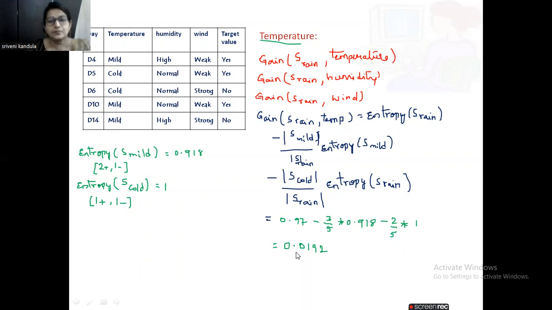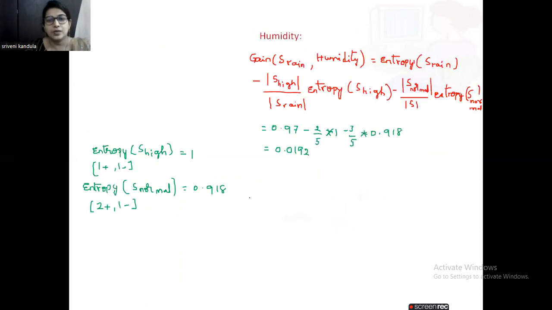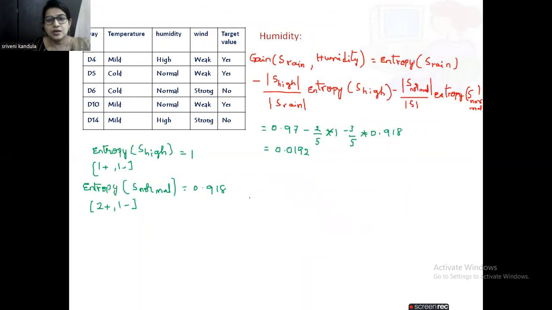Similarly, we have to calculate the gain of S rain comma humidity. So this is the value of S rain comma humidity. Finally, here also we have obtained a value of 0.0192. So this is the value we have obtained.